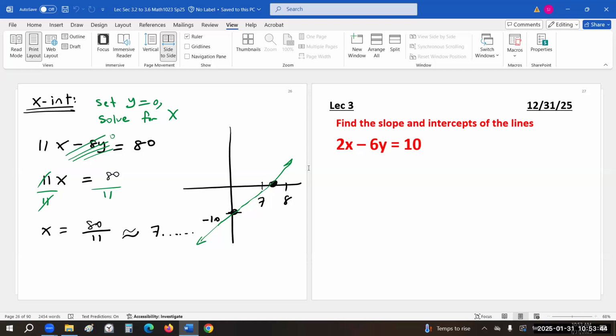Do we see the slope here directly? Is it given to us? Do we see the slope? We don't, right? Because in order to see the slope, we have to have y alone on one side. Otherwise, we cannot see the slope. So what is our goal? What do you have to do? Jeremiah? So our goal is to get the y alone.